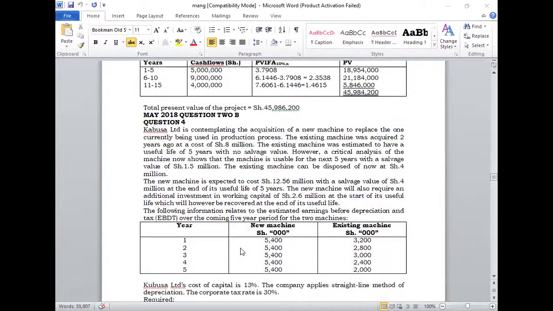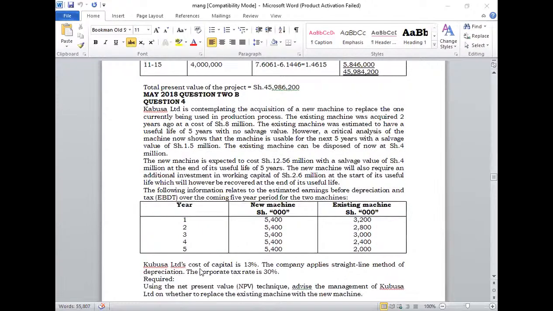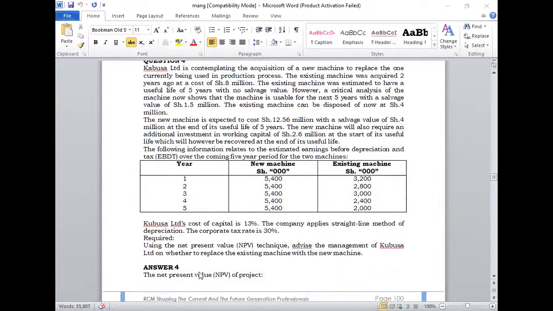The following information relates to the estimated earnings before depreciation and the tax over the coming 5-year period for the two machines. We are told here Kabusa Limited's cost of capital is 13%. The company applies the straight line method of depreciation. The corporate tax rate is 30%. So using the net present value technique, advise the management of Kabusa Limited on whether to replace the existing machine with a new machine.